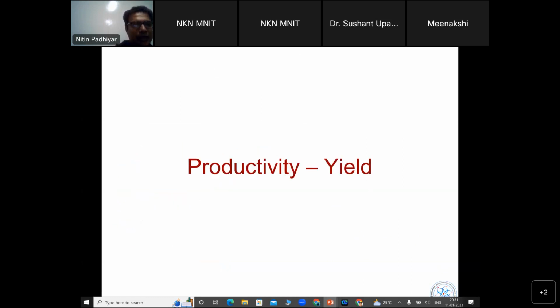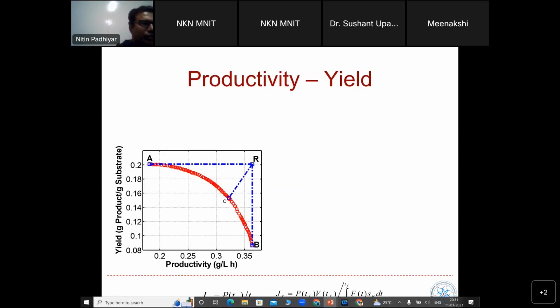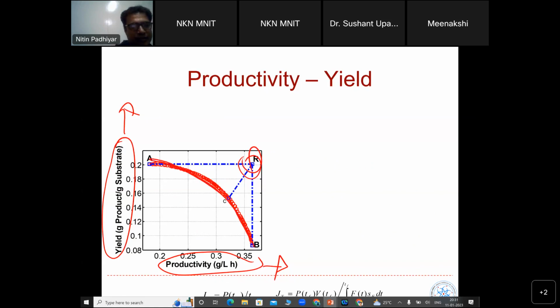And again, very similarly, here also we got yield and productivity, both as objective functions. Now here I want to maximize the productivity and yield both. So the ideal point for me is lying here. All those possible operating points which are lying as close as possible to this ideal point are these. These are my solutions. The maximum productivity I got was 0.362, the minimum was 0.182, and the corresponding yields are also mentioned here.